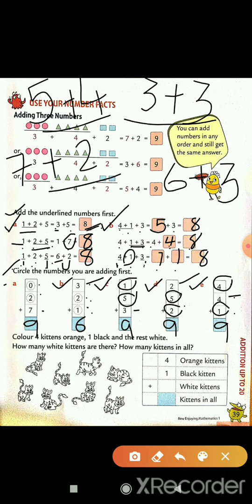You can add any two numbers first. Clear, students? But for adding this, you need to remember your number combinations, or else you won't be able to add. So learn number combinations very well. Got it, students?